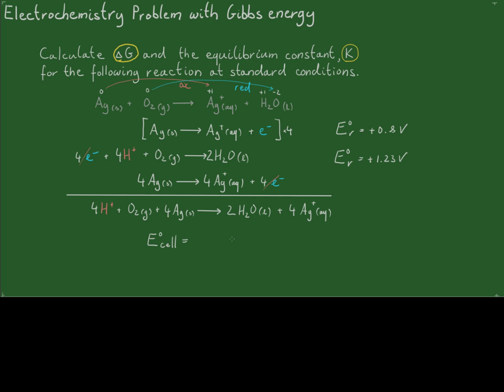The formula for the standard potential of the cell is E naught cathode minus E naught anode. That means I need to figure out which one is which. Well, up here I said that silver got oxidized and oxygen got reduced. And I can use red cat and an ox, which means that the reduction side is the cathode side and the oxidation side is the anode side.